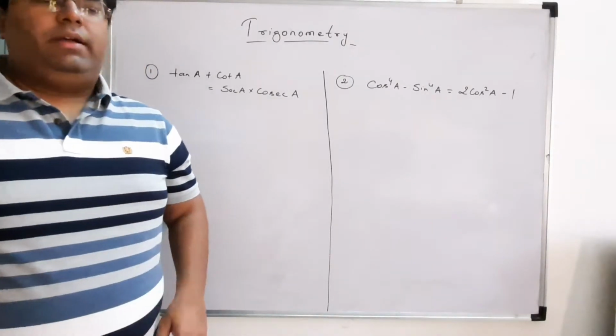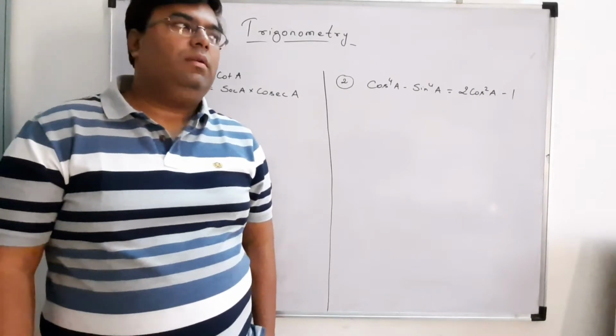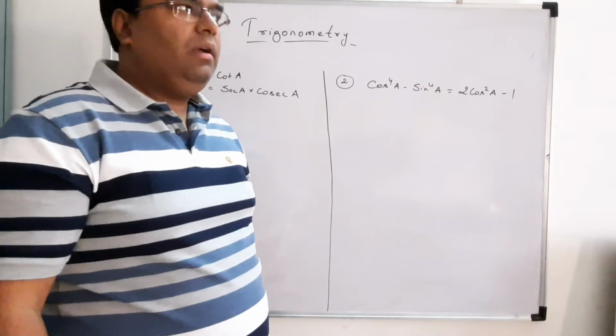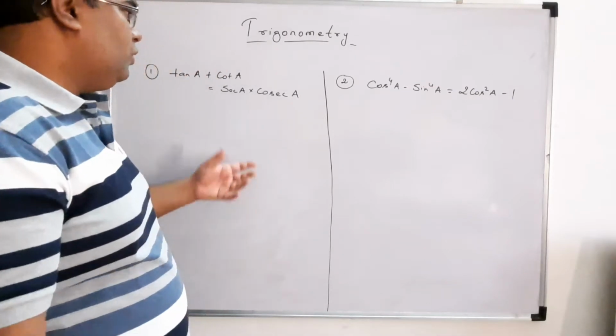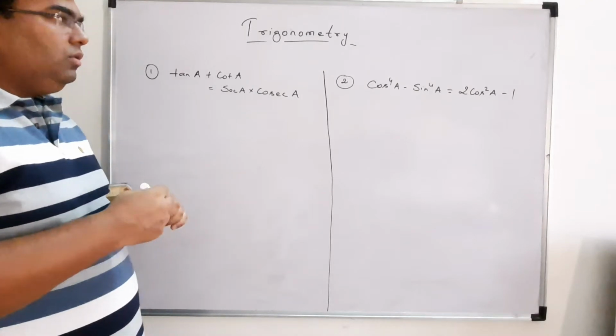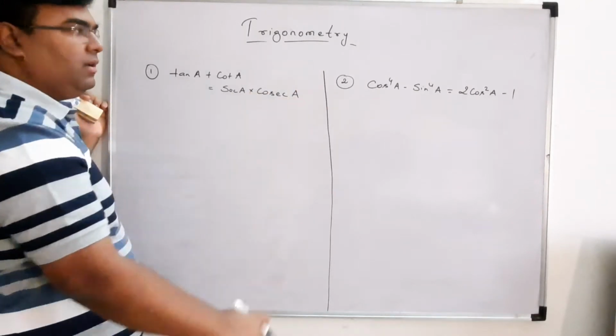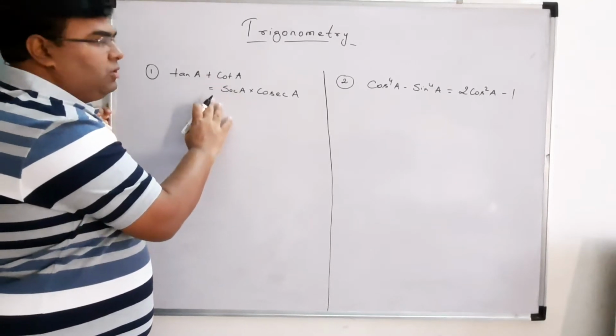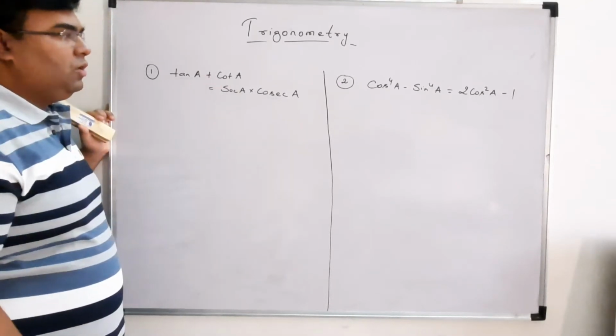Hello students, in this video we are going to learn how to solve trigonometric equations using identities, that is, how to solve these "prove that" questions. So I have taken two questions here. The first example is tan A plus cot A is equal to sec A multiplied by cosec A.